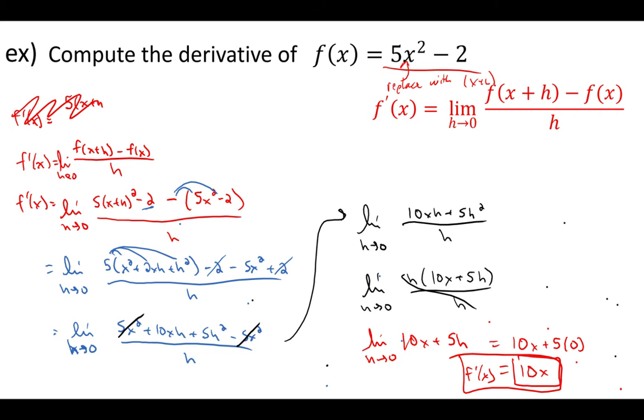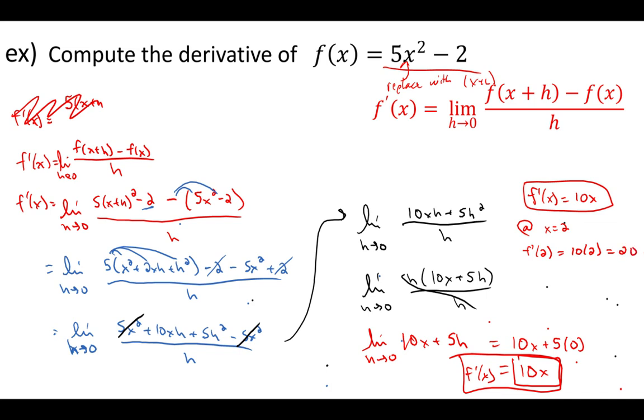Now what we could do then is find the derivative at a specific point. So let's say, using this formula, f prime of x equals 10x, we wanted to find the derivative at x equals, let's say, x equals 2. So at x equals 2, all we would need to do is plug it in. So f prime of 2 would then just be 10 times 2, so that would be 20.